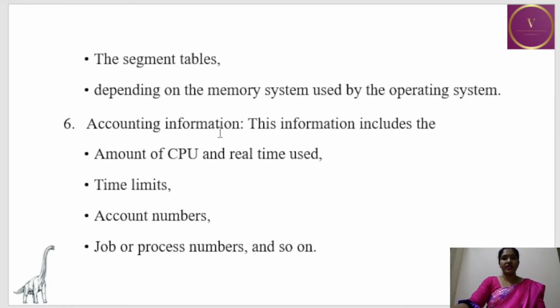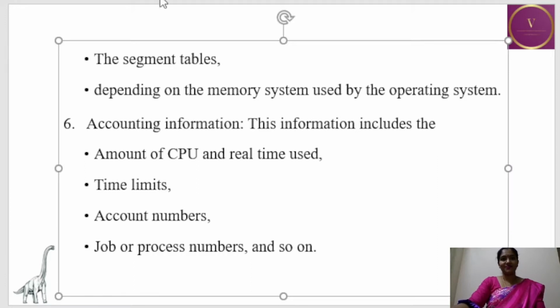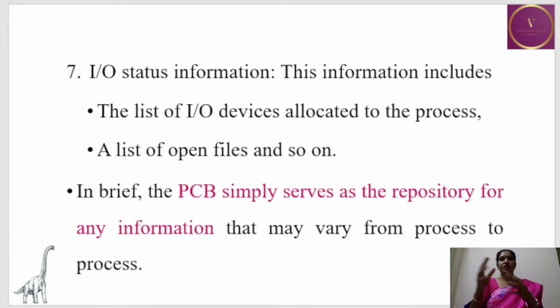Next is the accounting information. Under this you have information about the amount of CPU and real time used, time limits, account numbers, job or process number, and so on. All right. So next is the IO status information. This information includes a list of IO devices allocated to the process, a list of open files and so on. So it contains details about the IO devices related to this particular process.